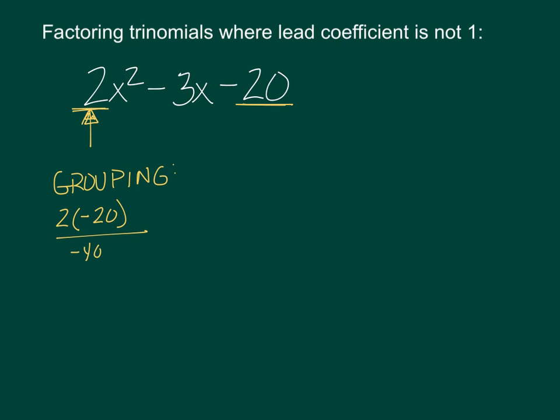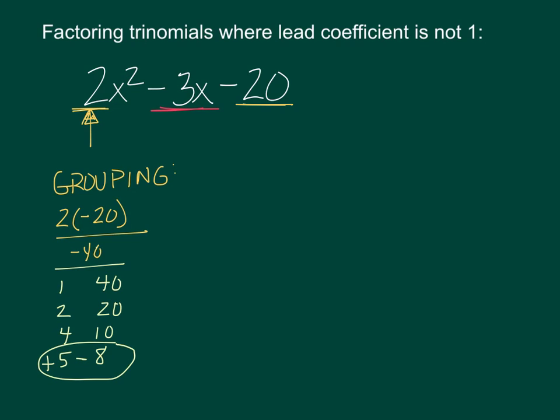And we want to make a list of numbers that multiply to negative 40. And I'm not too worried about the signs because we know if one of them is positive and one of them is negative, we'll get the negative 40. So we got 1 times 40, 2 times 20, 4 times 10, and 5 times 8. And we notice that if I have a positive 5 and a negative 8, and I add those together, I'll be able to get this middle term here, negative 3x.